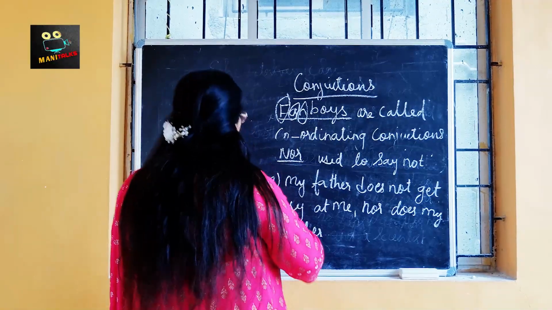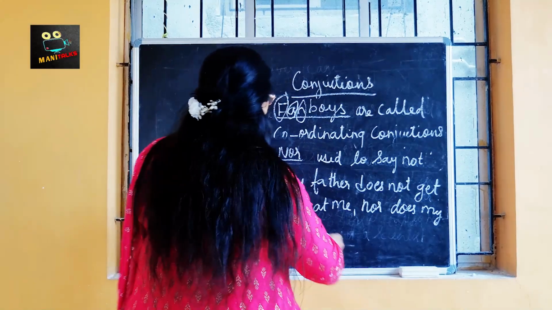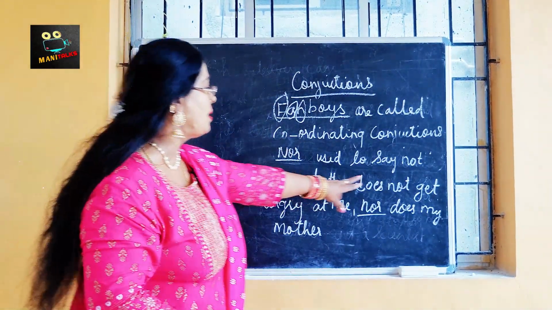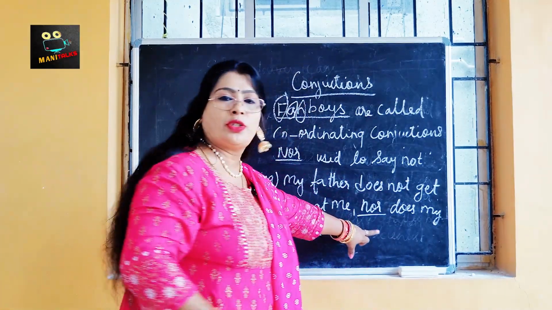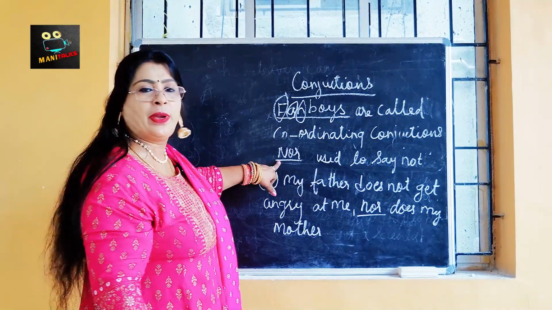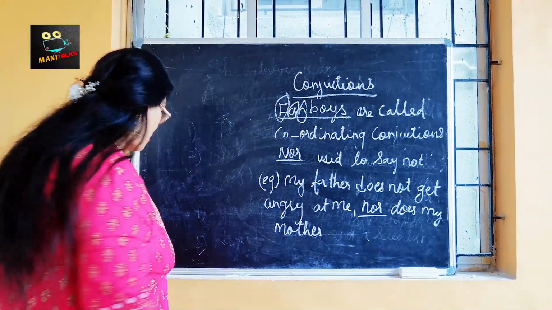So here we have, my father does not get angry at me, nor does my mother. So you have two things here. You can say not and also you can use it as nor. Okay, so this is an example for the n-based nor in conjunctions.